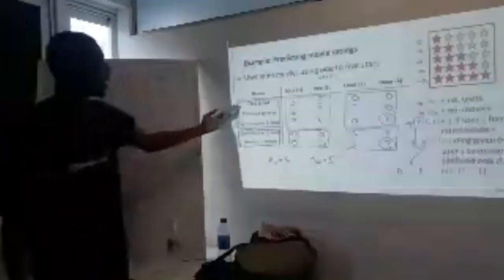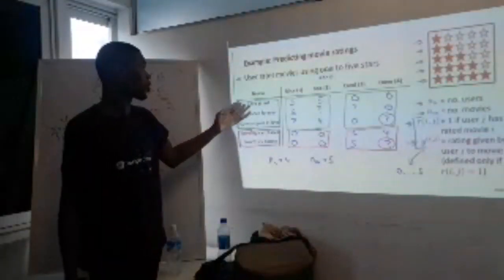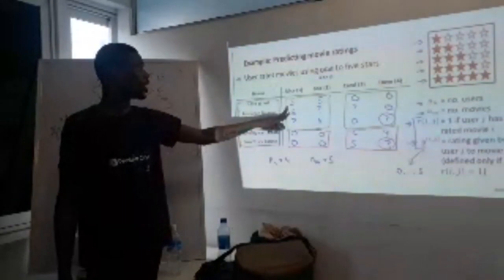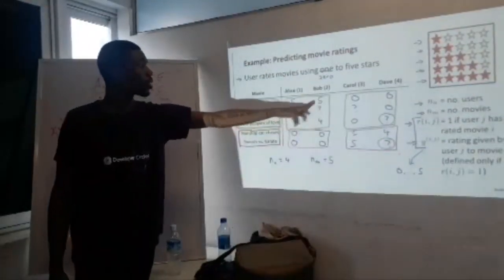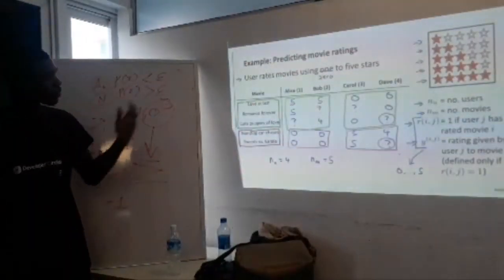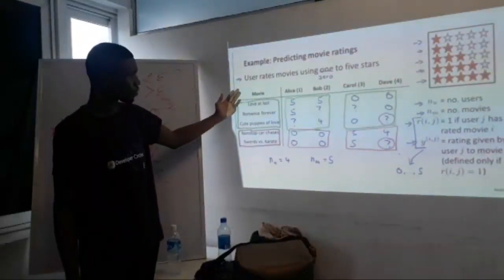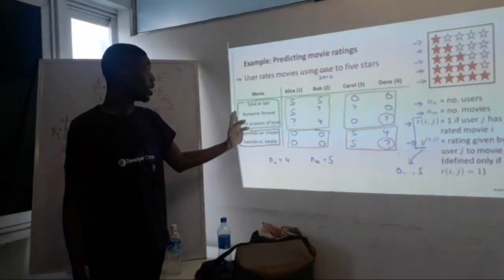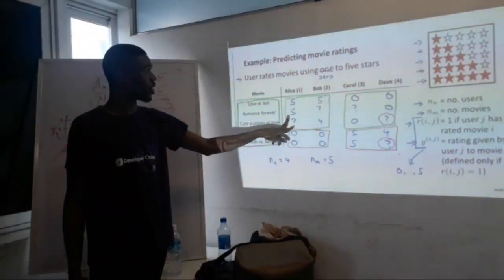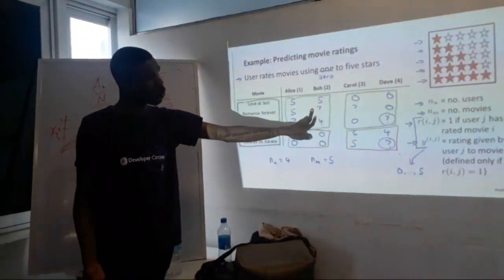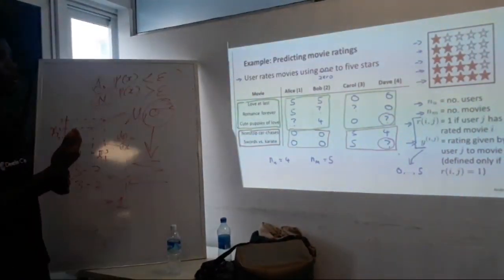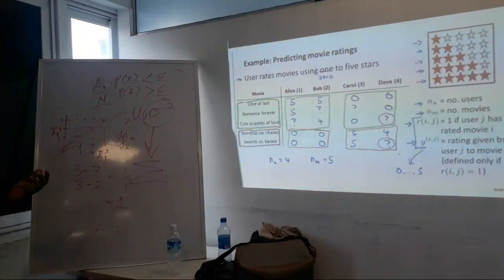And let's say Alice watched Love at Last, and she rated the movie 5. Bob watched it, he rated the movie what? 5. And Alice watched this other movie and rated it 5. But Bob did not watch that movie. We want to know whether we should recommend this movie to Bob. Is he going to like the movie or not? So this is what a recommender system basically does.